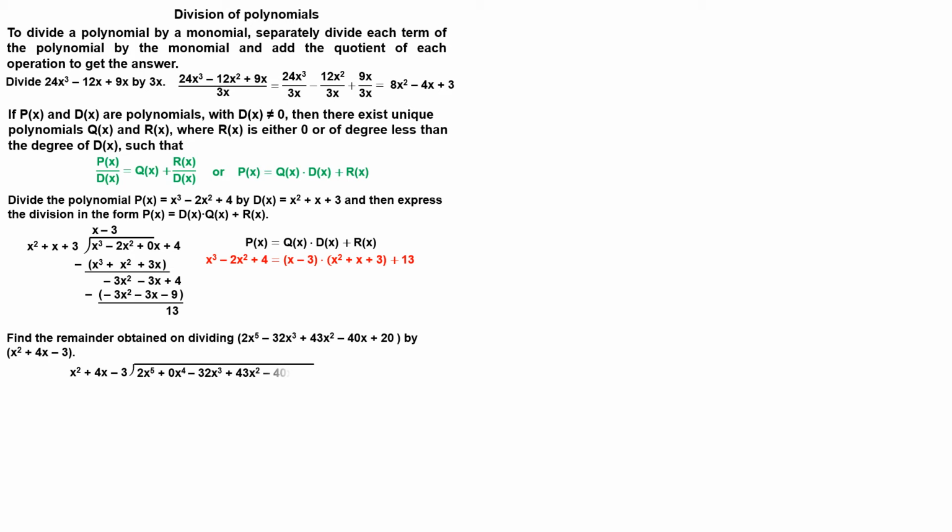Divide the first term of the dividend by the first term of divisor to obtain the first term of the quotient. Find the product of all the terms of the divisor and the first term of the quotient, and subtract the answer from the dividend. Bring down the next terms.